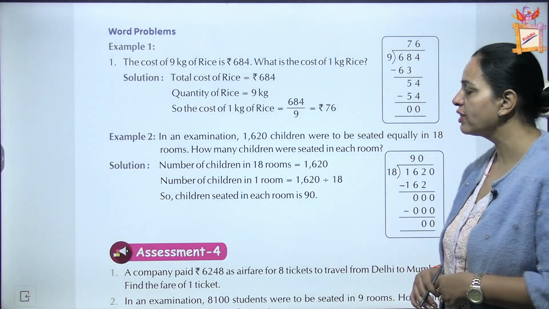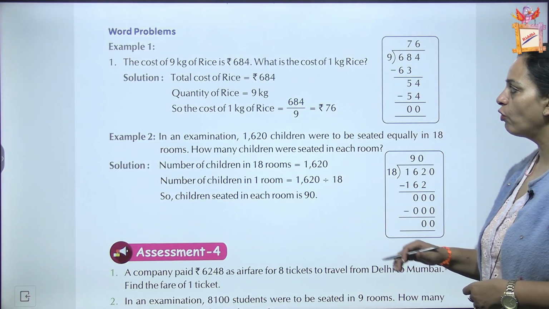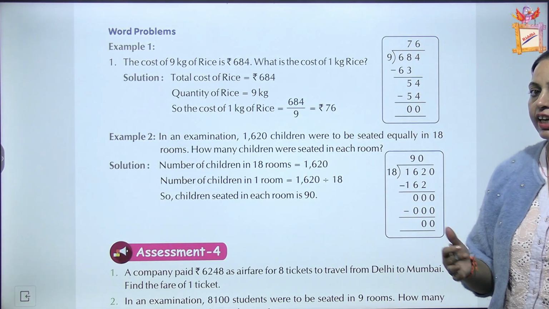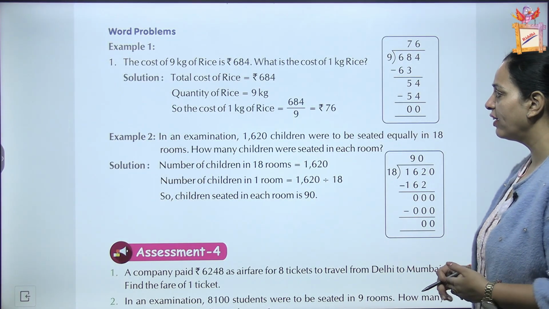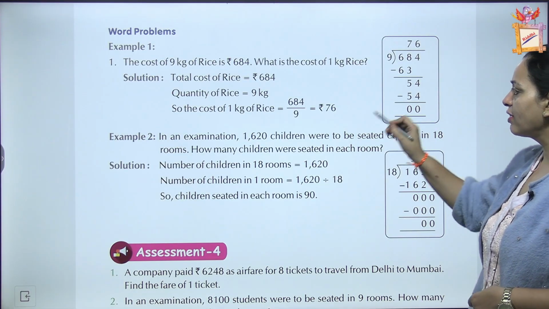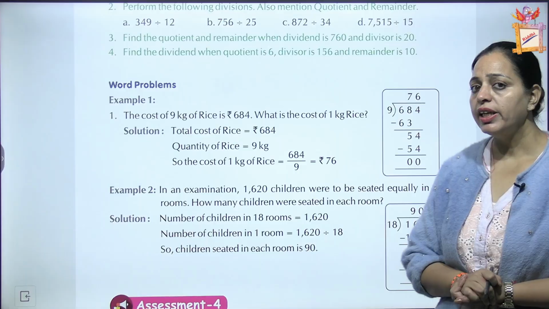Example 1. The cost of 9 kg of rice is ₹684. What is the cost of 1 kg? 1 kg means less, यानी divide कर देंगे. So 684 divided by 9. Answer is ₹76.